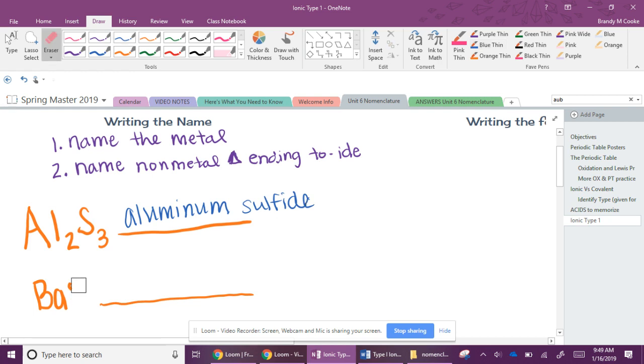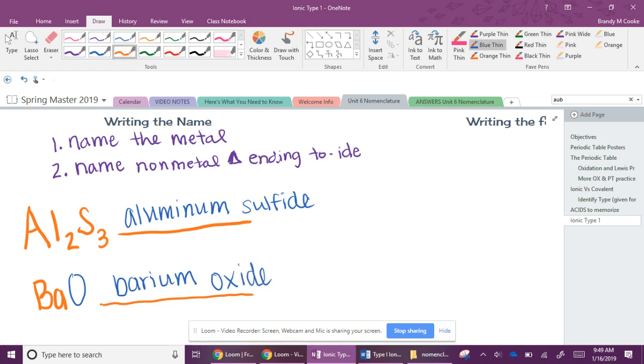And let's do a different one. Let's do BaO. Oops, it's supposed to be orange. Oh well. So again, name the metal, change the ending to IDE for the nonmetal. So Ba, hopefully you remember, is barium. And O is oxide.